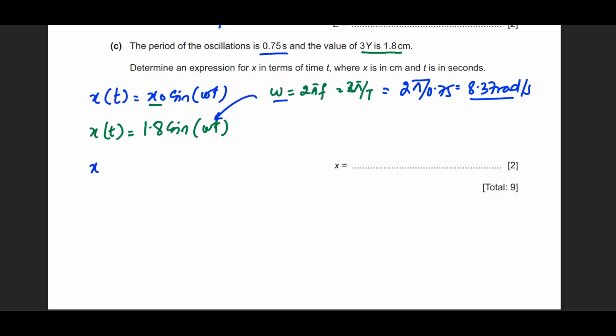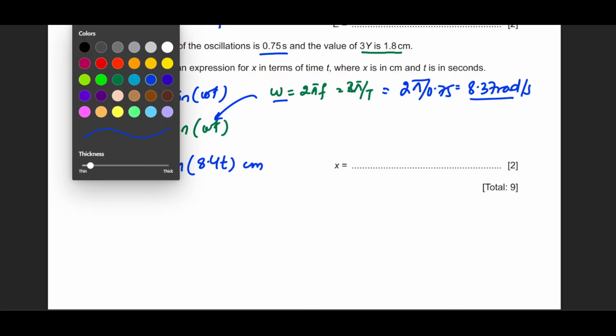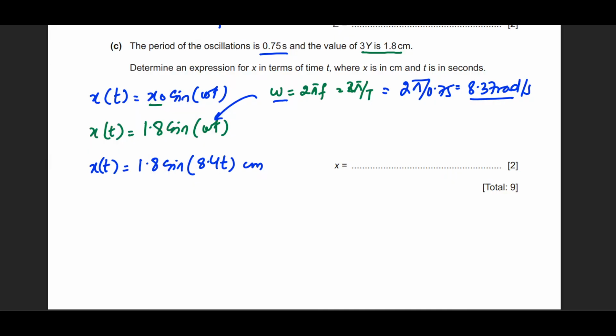So we are left with x of t equals 1.8 sine of 8.4 t, but this will be in centimeters. Why? Because the whole function is for the displacement at the time t of my choice. I put t of my choice. This equation gives me the displacement at that exact instant. So I will write this down as 1.8 into sine of 8.4 t, and I will mention centimeters. Okay. All right.